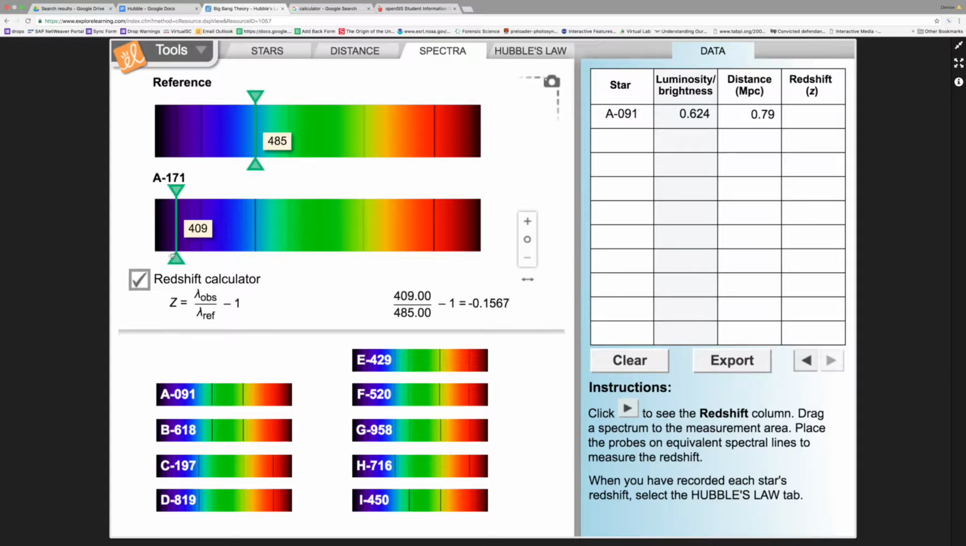Another big part of Hubble's law in this part of our lab gizmo is what's referred to as redshift. If a star or any galaxy is shifted towards the red, that indicates that the galaxy or star is moving away from us. If it is shifted towards the blue, it is moving towards us.